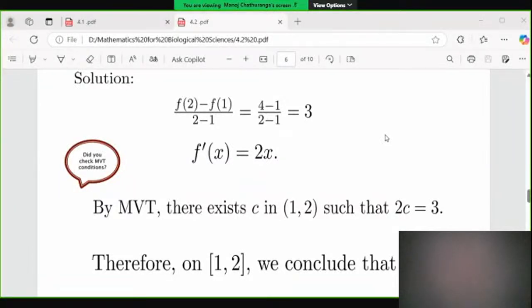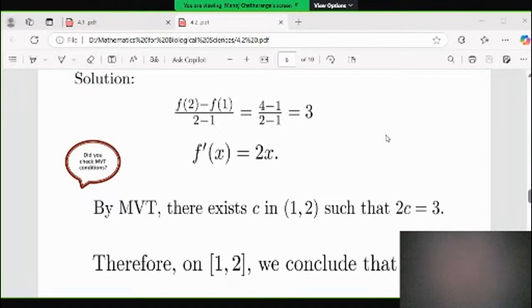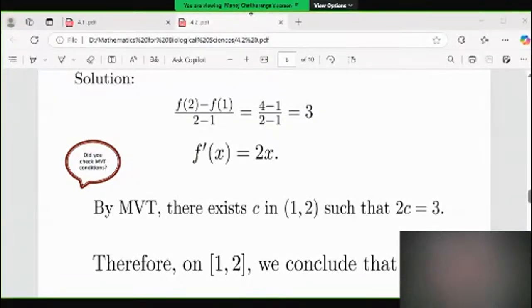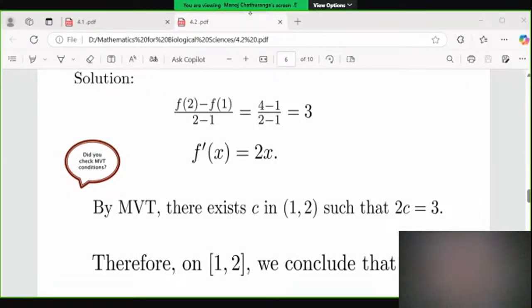c equals 3 divided by 2, 1.5. So we can conclude that there is a value c satisfying this mean value theorem on the given interval.